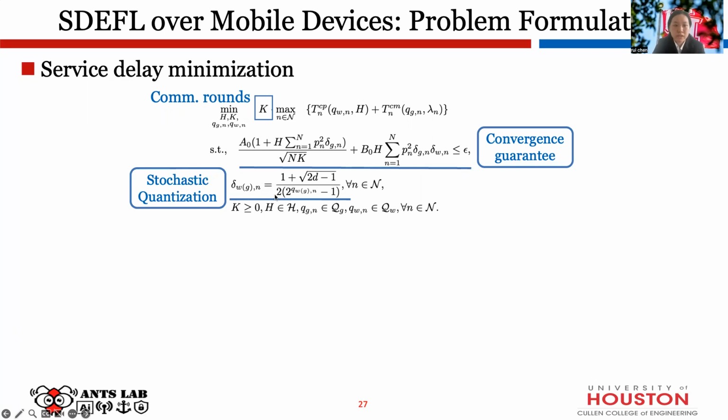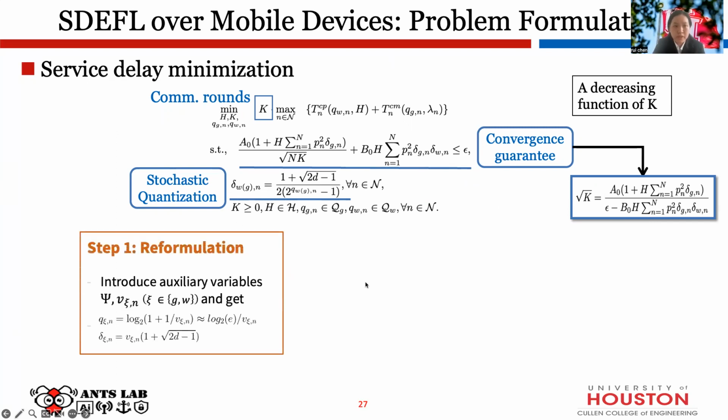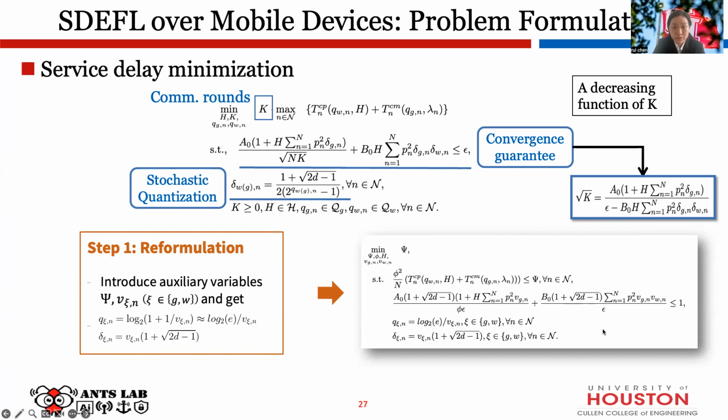And here we consider a stochastic quantization scheme, and we characterize the relationship between the quantization level and the quantization errors. To solve this problem, we first find out that to minimize the service delay, the convergence constraint actually is a decreasing function of K. Hence, we can rewrite this constraint into the following equation and replace it into the objective function. And then we further introduce the auxiliary variables to reformulate the problem as shown in these figures.